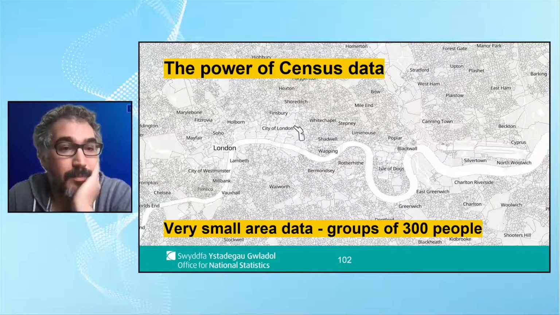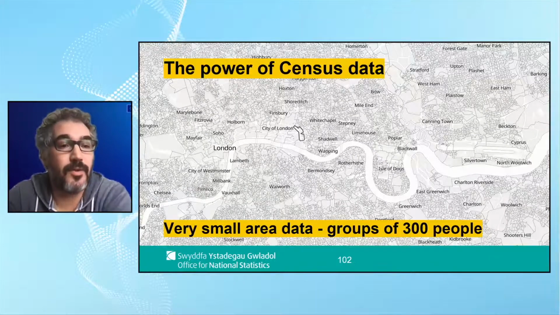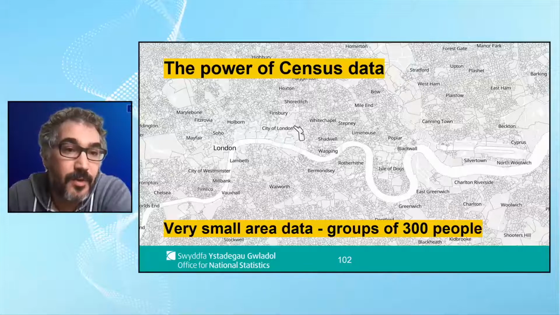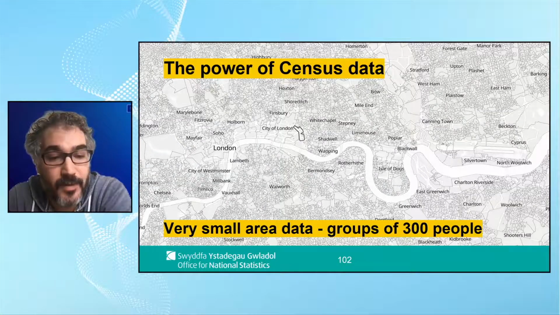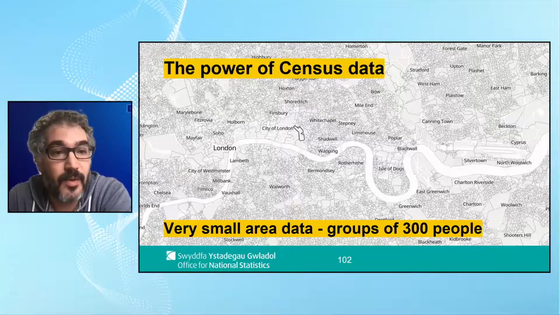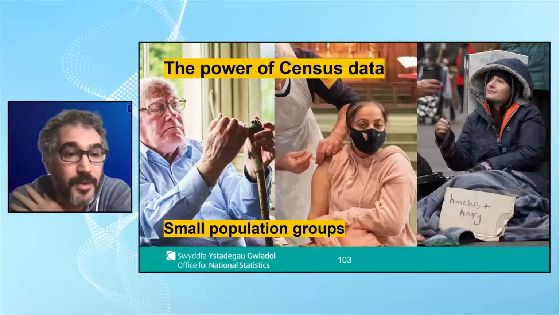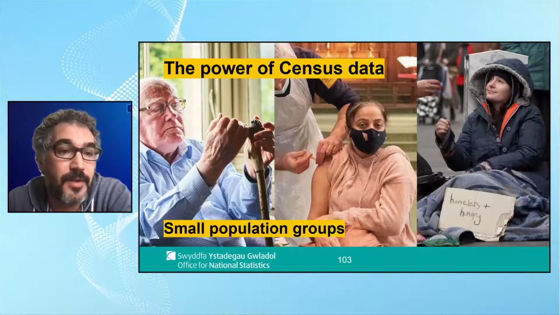Obviously, we're part of a much larger organization, but we have a digital content division within that, which is data viz, data journalism, content design. And just to talk about what we mean when we say this possibility of this 10-year data, very small area data, 100 households, 300 people, very small population groups as well, which you can think of cross-sectionally with that spatial data.